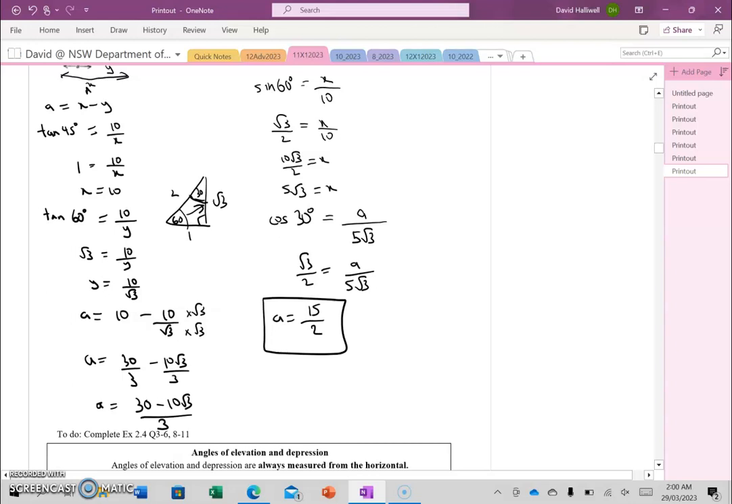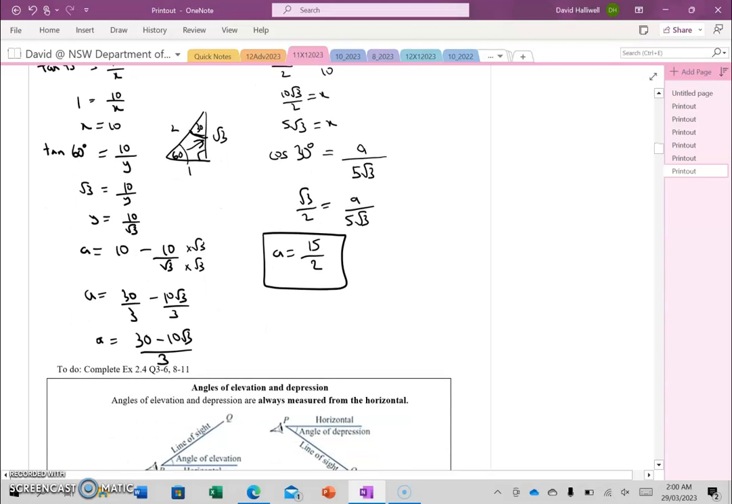Alright, you'll see a couple of those two triangle problems when you do your textbook work. So about 15 minutes to work on 2.4.